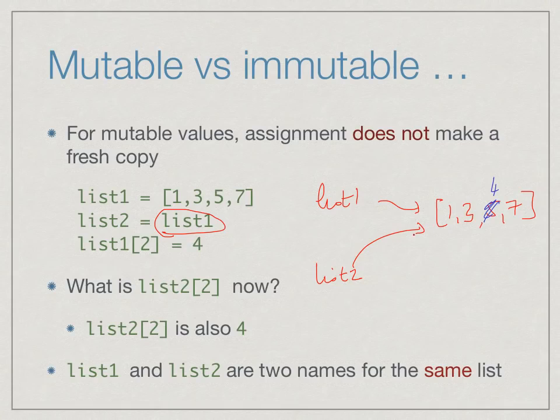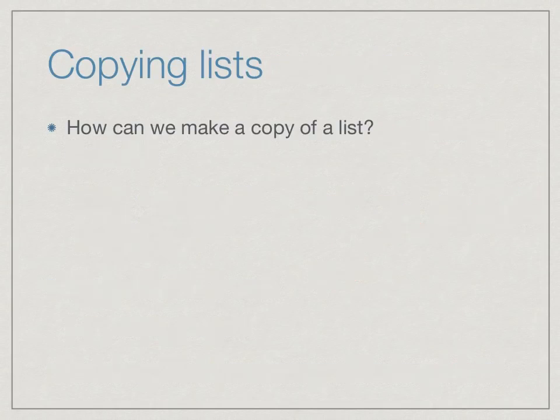So there's a fundamental difference in how assignment works for mutable and immutable types. For immutable types, we can think of assignment as making a fresh copy of the value. And for mutable types, assignment does not make a fresh copy, it rather makes both names point to exactly the same value. So through either name, if we happen to update the mutable value, the other name is also affected. So this is something which we will see is useful in certain situations.